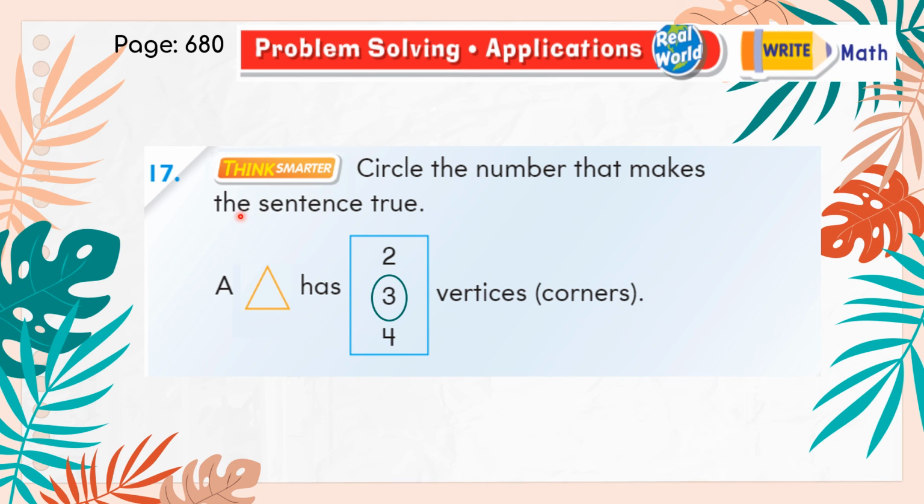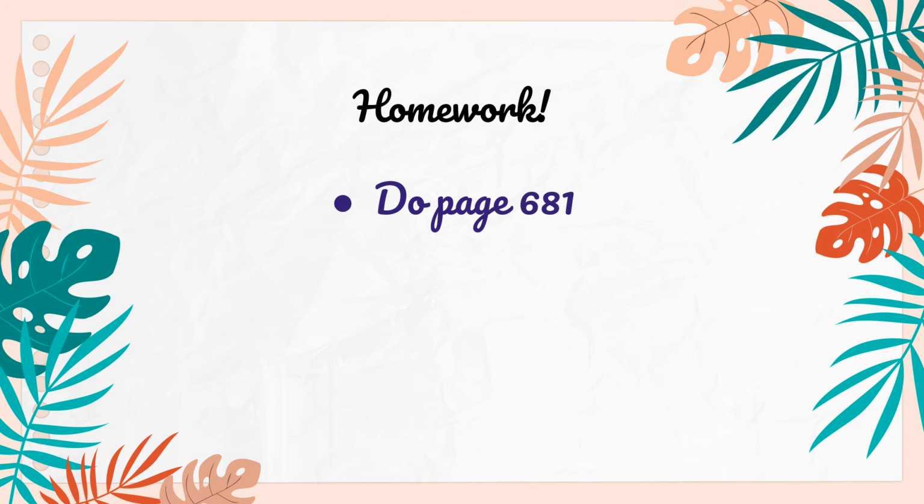Circle the number that makes the sentence true. A triangle has 2 or 3 or 4 vertices or corners. How many vertices does a triangle have? Let's count. 1, 2, 3. So we're going to circle 3 here. Now your homework is to do page 681.